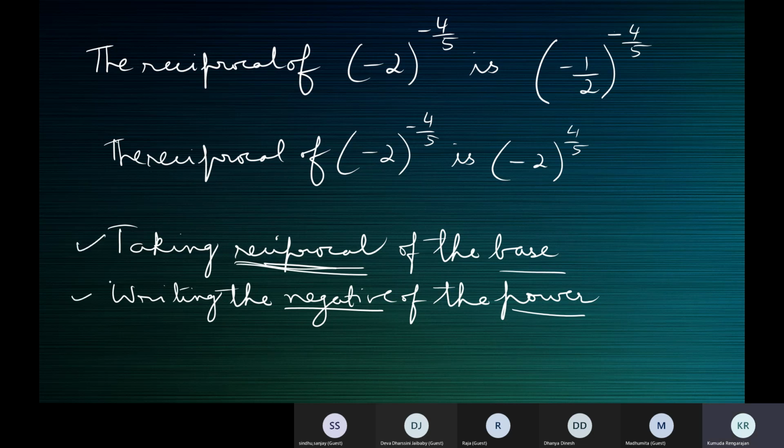If you make both the changes, you're writing the equivalent of the given expression. If you make only one of these two changes, you're writing the reciprocal of the given expression. The two components we're talking about in this expression are base and power. If you want to write the equivalent of the given expression, then you must make both the changes. If you want to write the reciprocal of the given expression, then you must make only any one of these two changes.